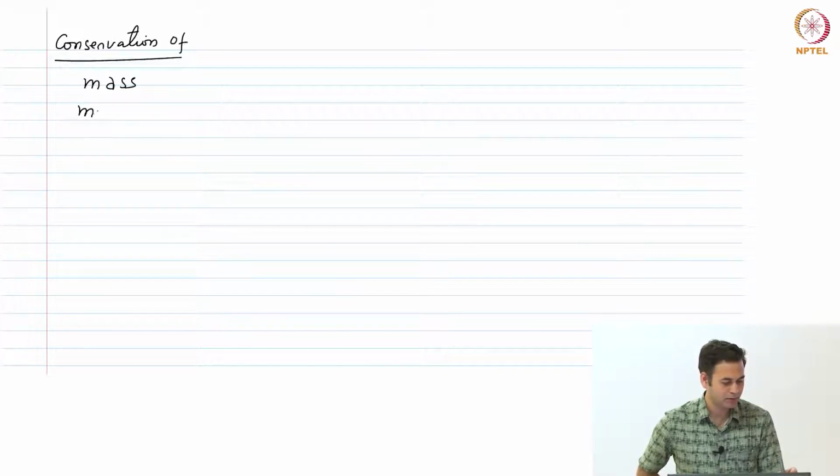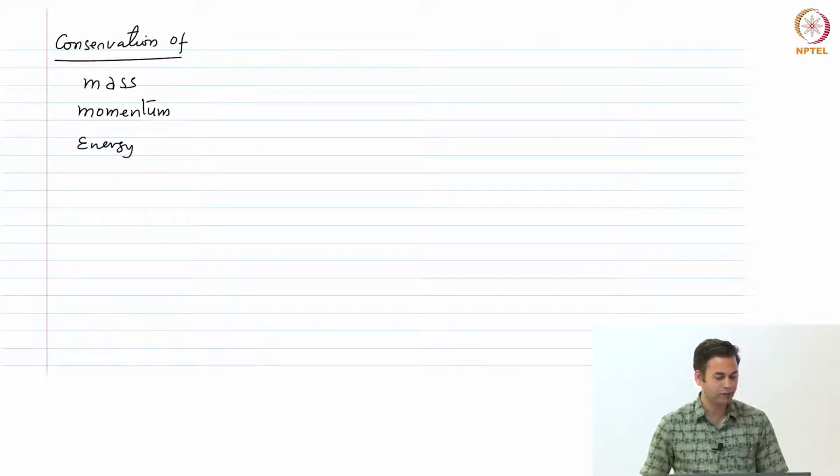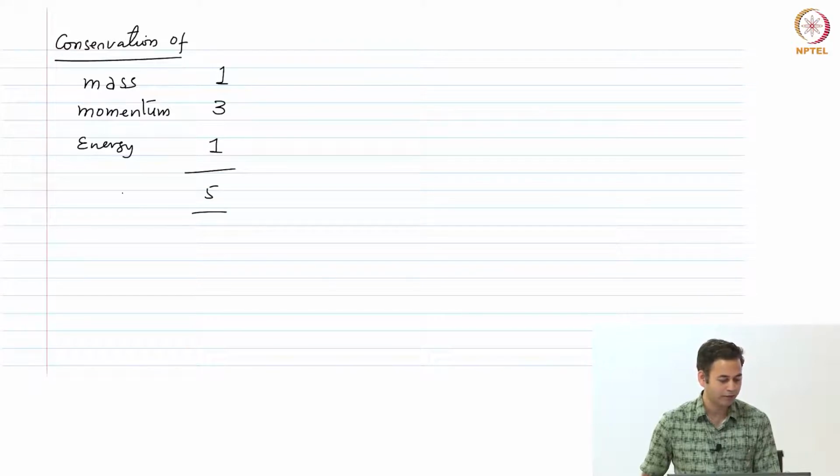So we have looked at conservation of mass, momentum and energy, right. So essentially how many equations we have? We have one equation for mass, right, and momentum equation is how many? 3 of them, right. We have one in each direction, and then energy equation is one equation. So essentially we have 5 equations at our disposal, okay.